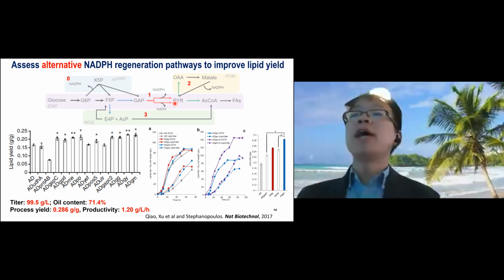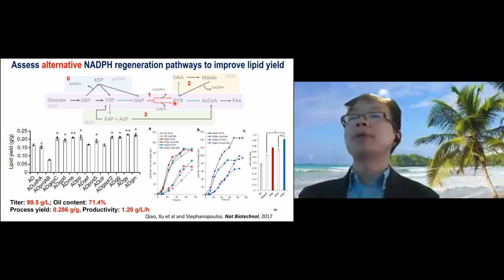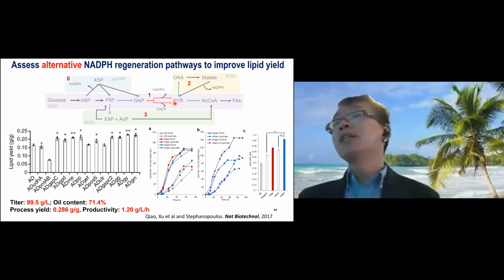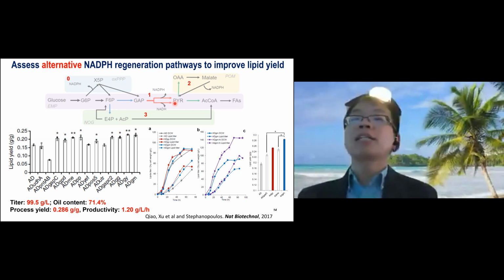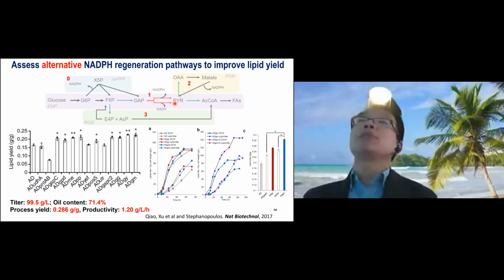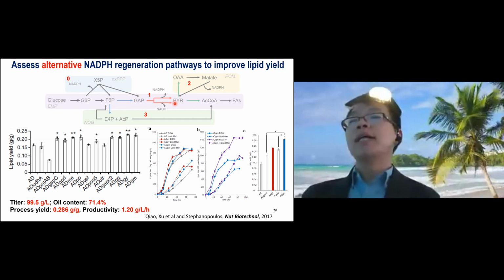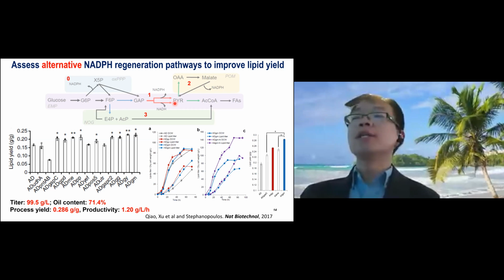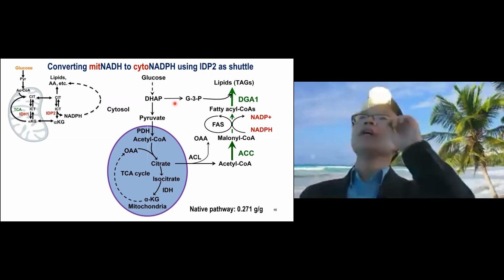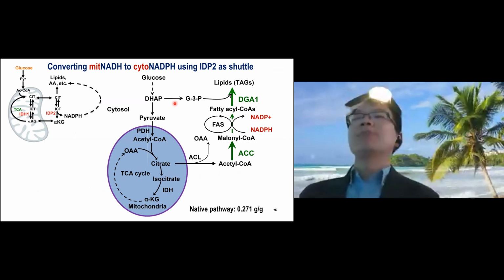Our final engineered strain actually produced around 100 gram per liter lipid in 3-liter benchtop bioreactors with a productivity around 1.2 gram per liter per hour. So this is truly remarkable because it allowed us to move one step closer to commercial or industrial application. So can we further push the envelope?